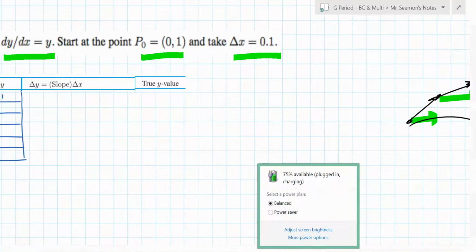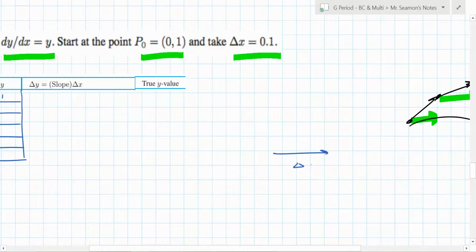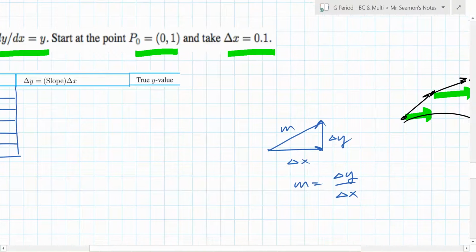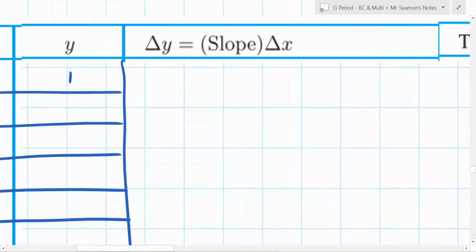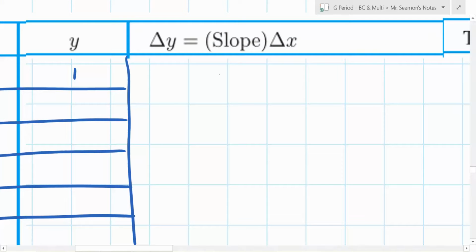Well, every time you go delta x to the right, you go delta y up, and this is your slope, right? You know that slope is equal to delta y over delta x. So what does delta y equal? M times delta x. M is the slope, right? So if we want to find delta y, what do we need? The slope times the delta x. What is delta x? It told us to use what? 0.1.